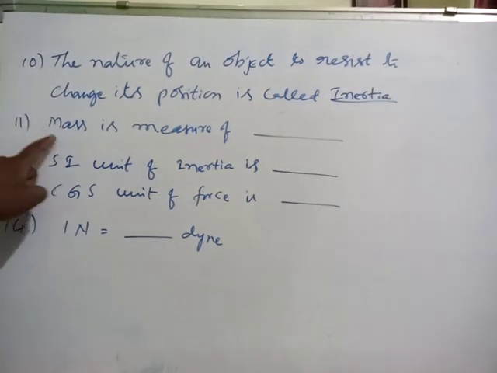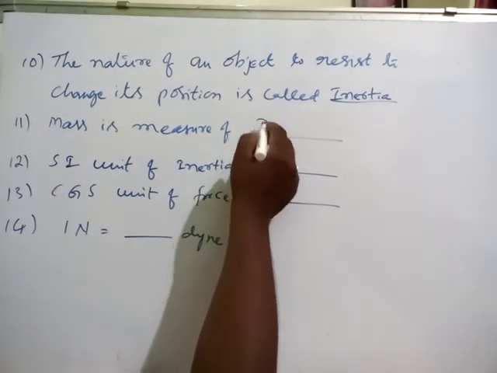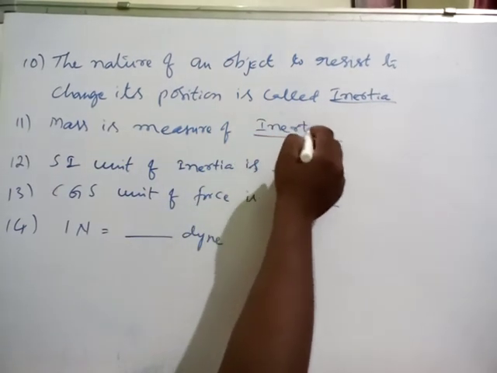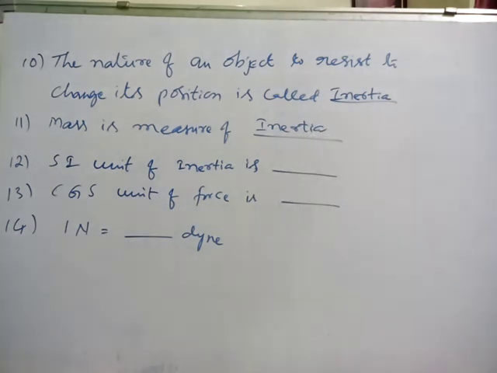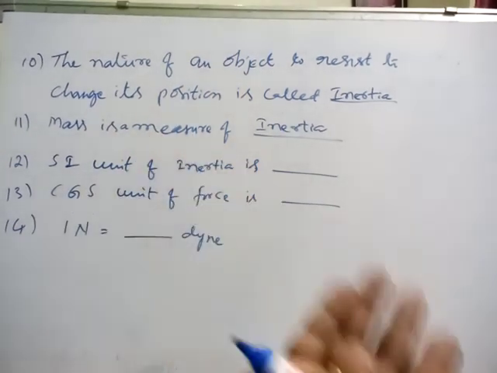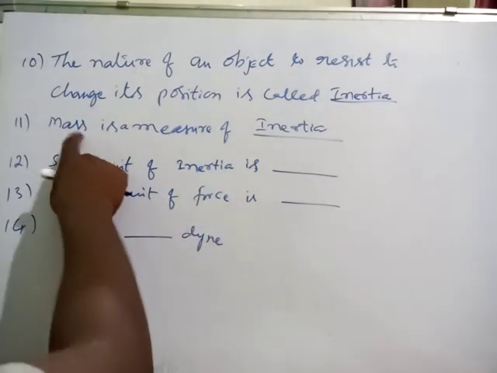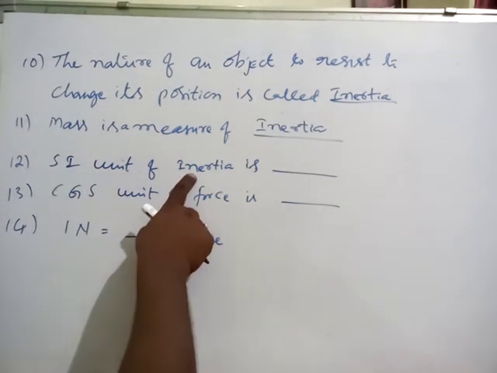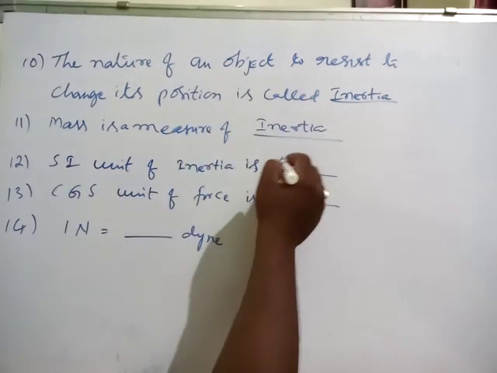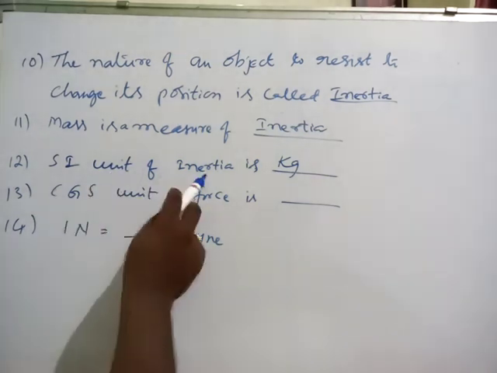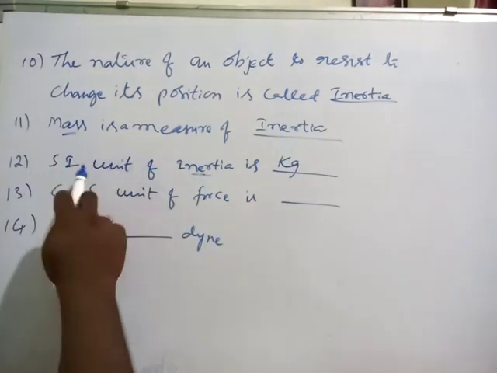Mass is a measure of dash. Mass is a measure of inertia, which means more mass means the object has more inertia. Inertia of an object is measured by its mass. So the SI unit of inertia is kilogram, because inertia means mass, and the SI unit of mass is kg.